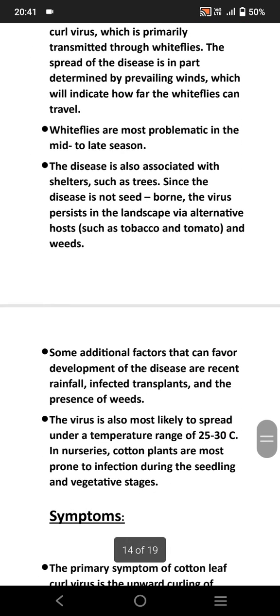Some additional factors that can favor development of the disease are recent rainfall, infected transplants, and the presence of weeds. The virus is most likely to spread under a temperature range of 25 to 30 degrees Celsius. In nurseries, cotton plants are most prone to infection during the seedling and vegetative stages.